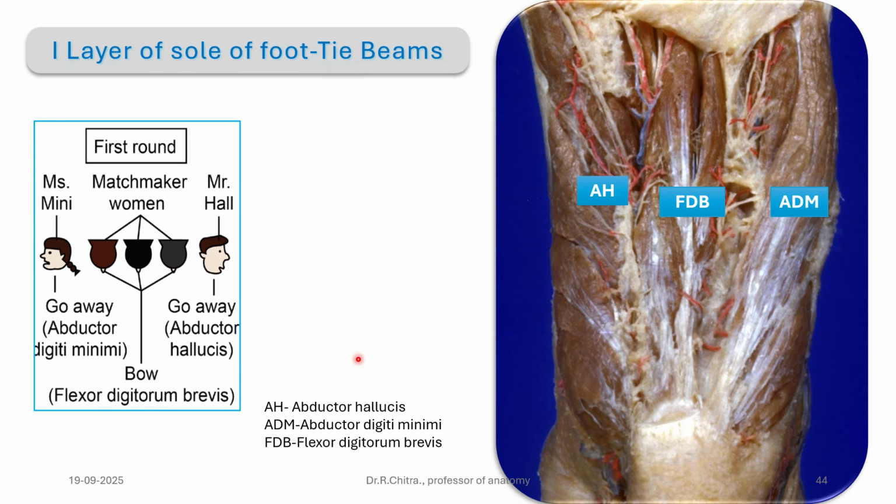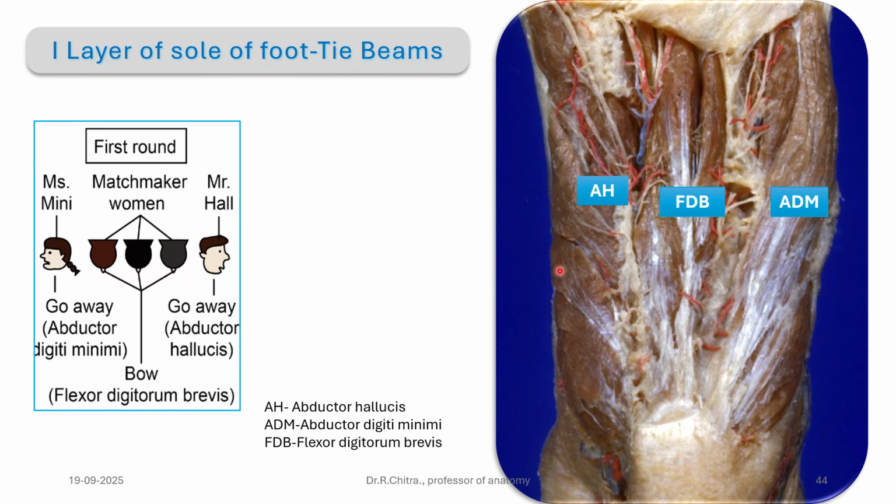Not only the plantar aponeurosis, but also the muscles in the sole of the foot, in the first layer and second layer, take origin from the calcaneus and are inserted to the metatarsals. So they also tie both ends, and they also act as tie beams.